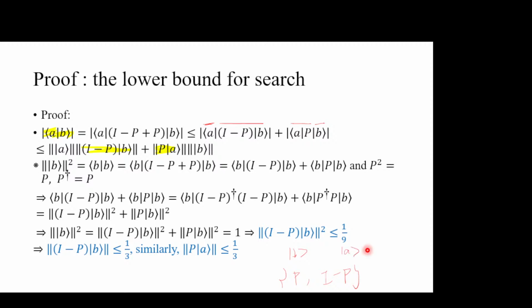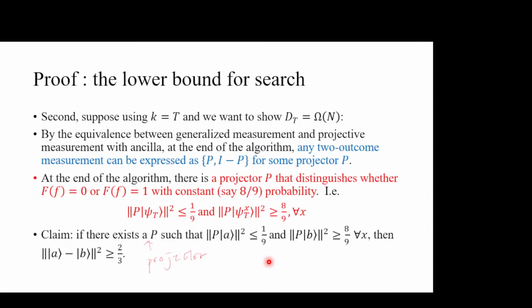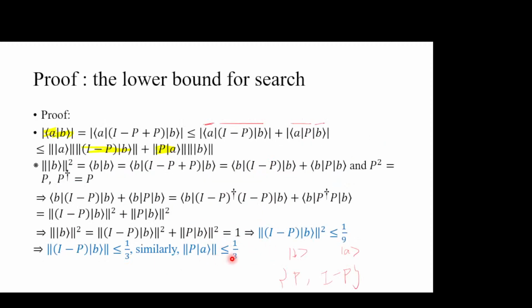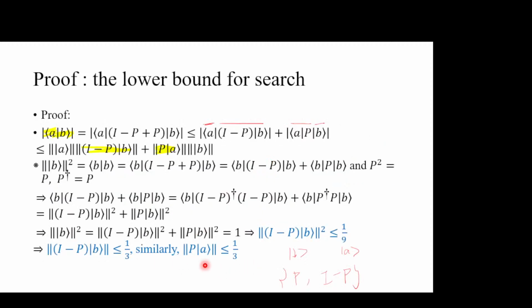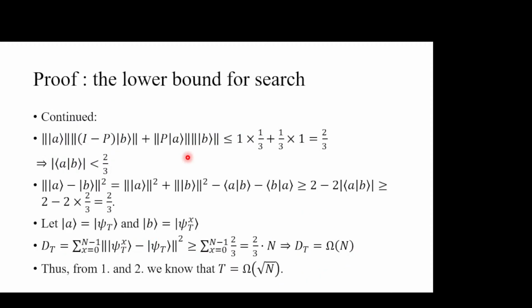You also measure A in those two outcome measurements, and we said before that the probability of A getting P is less than 1/9. So this one we don't need to prove, it is immediate: the norm of PA squared is less than 1/9, so the norm of PA is less than 1/3. Both of those two terms are less than 1/3, and the other two terms are 1, so the whole thing together is less than 2/3. So the norm of the inner product of A with B is less than 2/3.